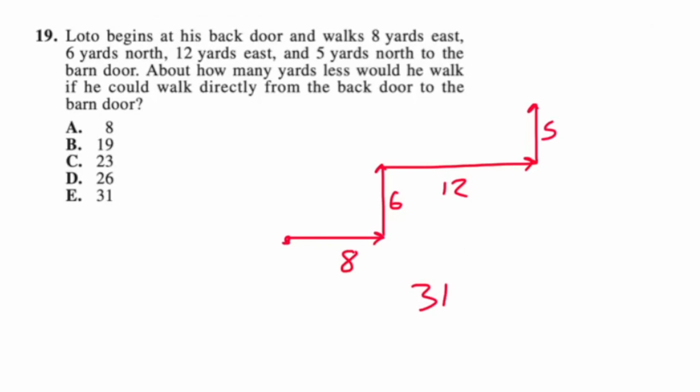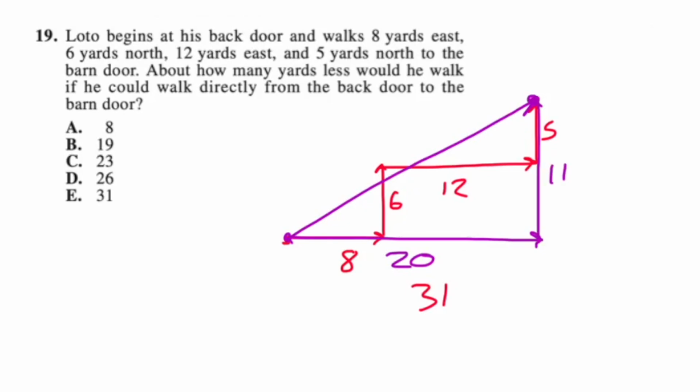But how far would he have walked if he just went from point A straight to point B? Well, instead of taking all these turns, what if he just went straight east all the way? So 8 plus 12, that's 20 yards east. And then 6 plus 5 is 11. So we can use the Pythagorean theorem now because we have a right triangle, and we can do 20 squared plus 11 squared, right? Because the Pythagorean theorem is a squared plus b squared equals c squared.